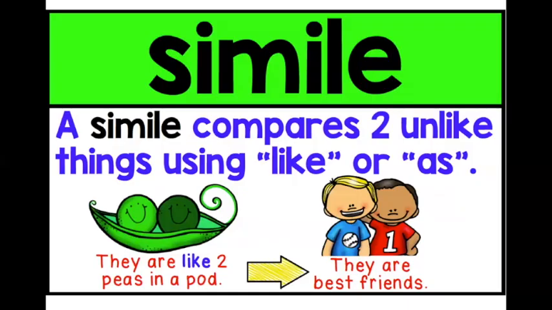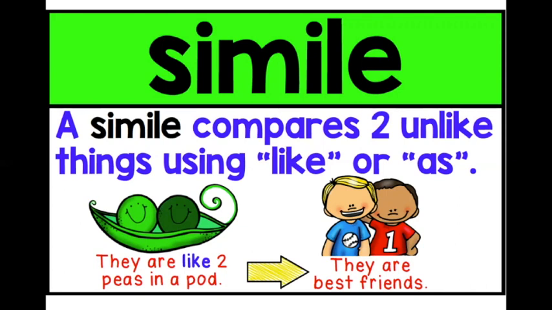We're going to start off with similes, and some of you might have already been introduced to similes and are already familiar with them from third grade. A simile compares two unlike things using "like" or "as." So if we look down at our examples at the bottom to the left, we have "they are like two peas in a pod."